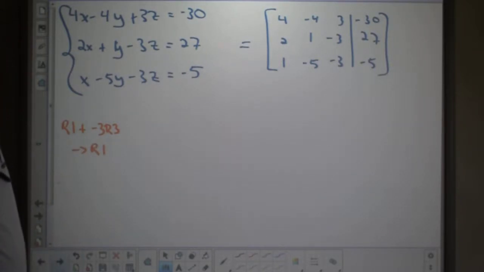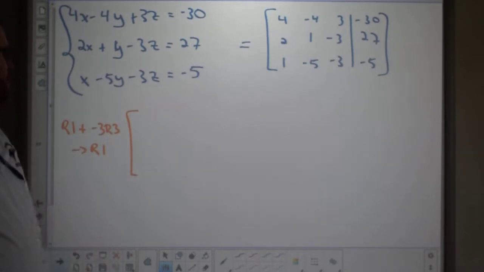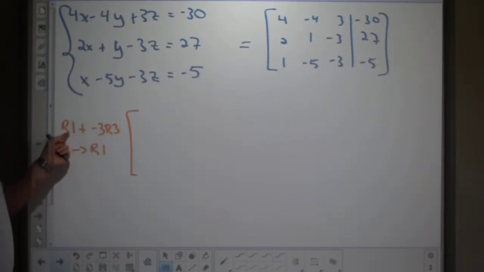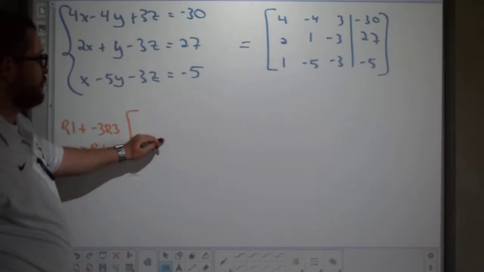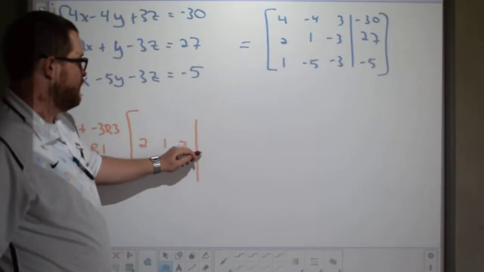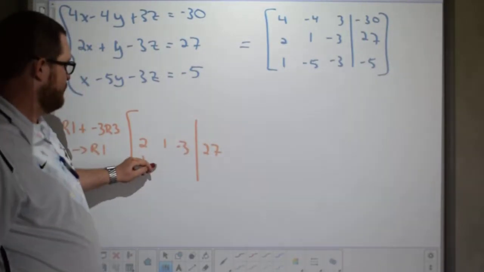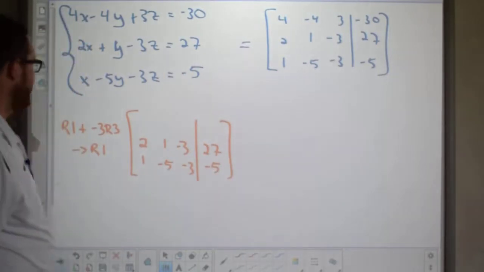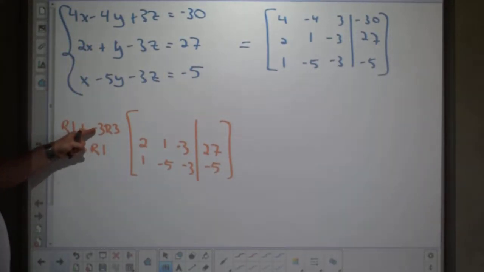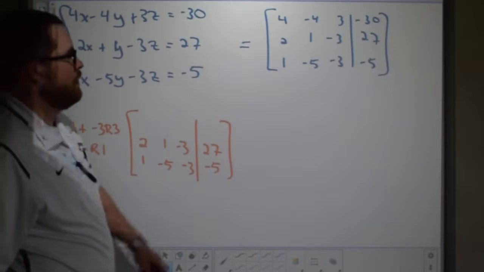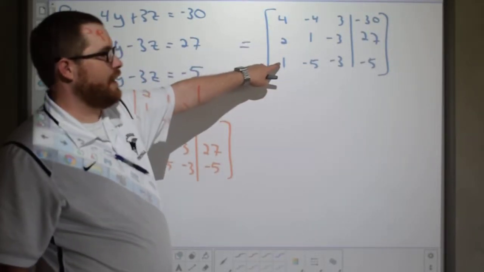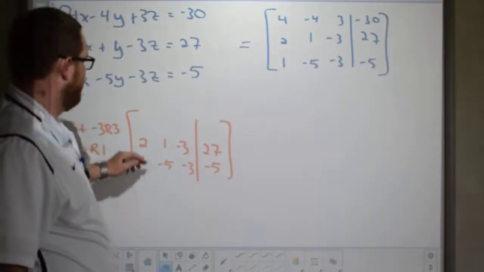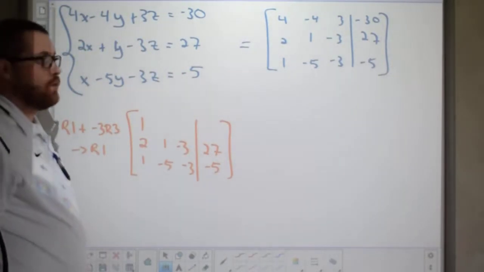Now you're going to say, what do you mean by that and why are you doing it? Well, first of all, notice that the only thing that I'm putting in is row 1. I'm doing this and putting it into row 1, which means the other 2 rows stay the same. So let's put those in first. Okay. So now I'm going to do row 1 plus -3 times row 3. So this plus -3 times this. So it's 4 plus -3. Oh, that's 1, which is what I wanted in that corner.